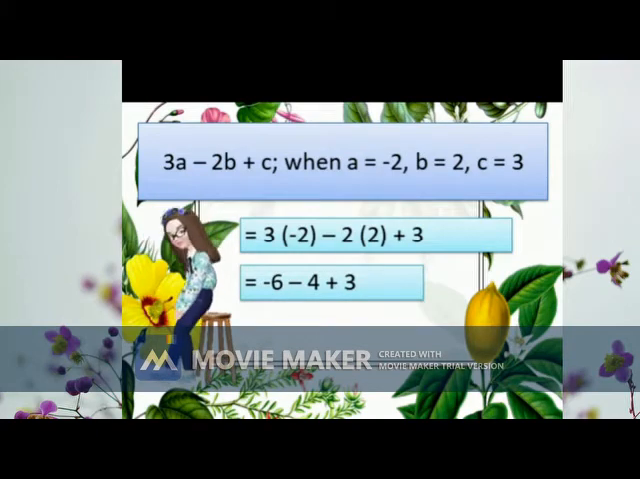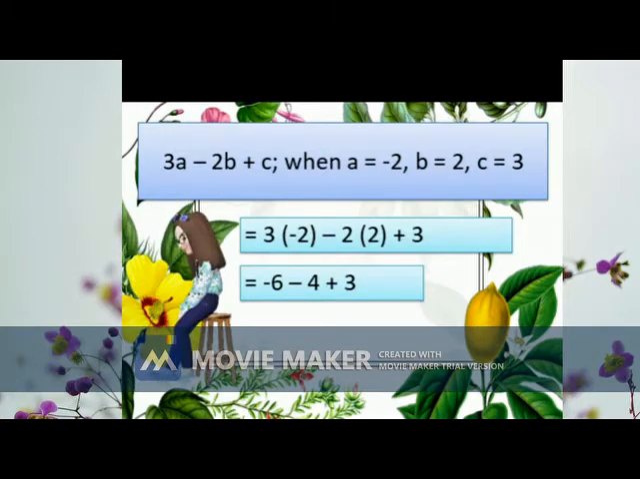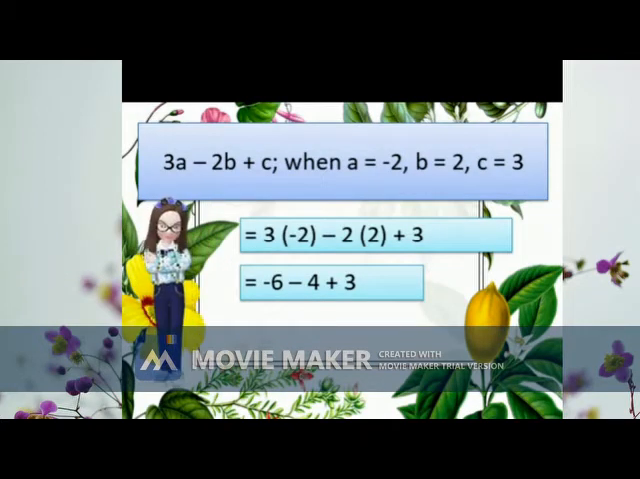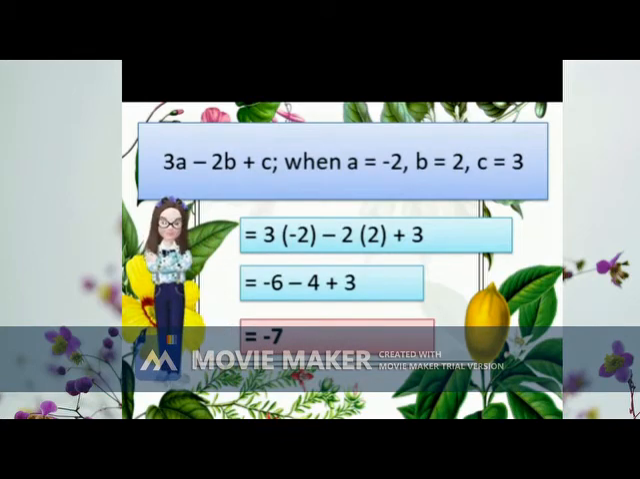So you will have the 3 times negative 2 is negative 6. Then you have 2 times 2. Then copy the minus. So you have minus 4. Then plus 3. So negative 6 minus 4 plus 3 will give you the answer as negative 7. So you just do it continuously.